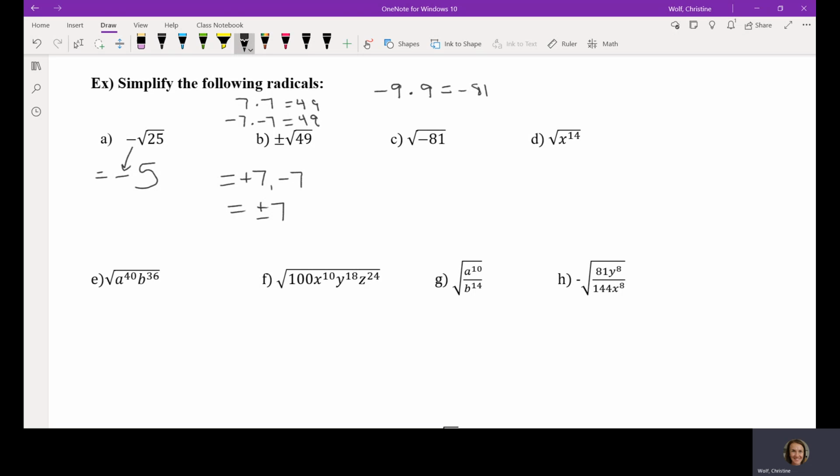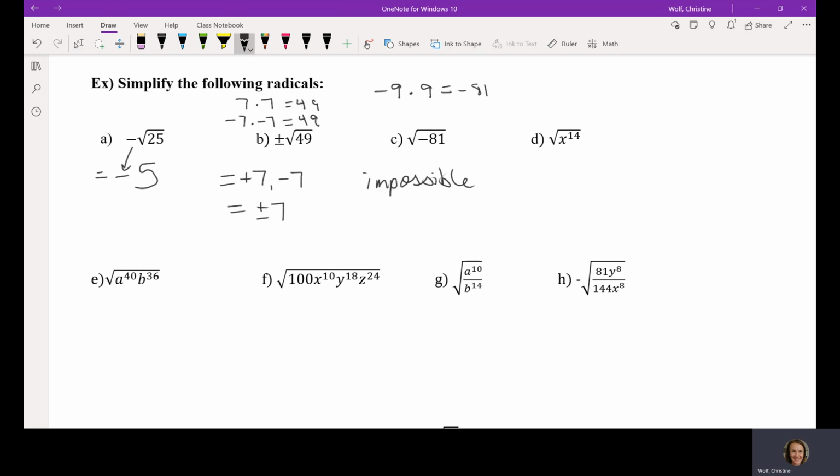So you can't actually use that option. It is impossible, you guys, to square root a negative. It's impossible. 9 times 9 is positive 81. Negative 9 times negative 9 is positive 81. And we can't do negative 9 times positive 9 because that's not the same number. It's not the definition of a square root. So whenever I ask you to square root a negative, freebie, it's impossible, okay?